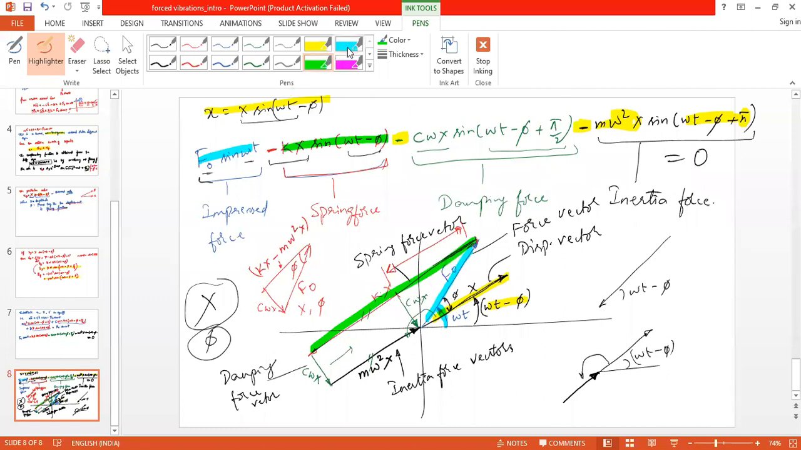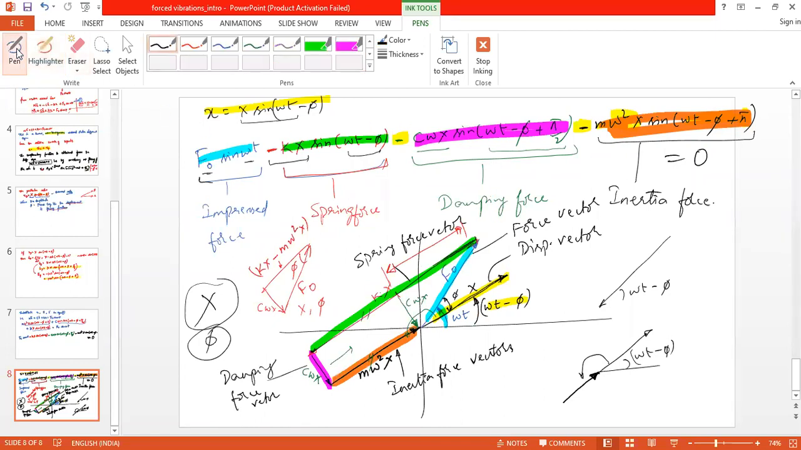Okay, and c omega x sin omega t minus phi plus pi by 2 is here, and finally one more, that is m omega square x sin omega t minus phi plus pi is here. So by constructing this vector diagram, we can get an expression for x and phi. Okay, so here what I did, I just drew a line which is parallel to c omega x.